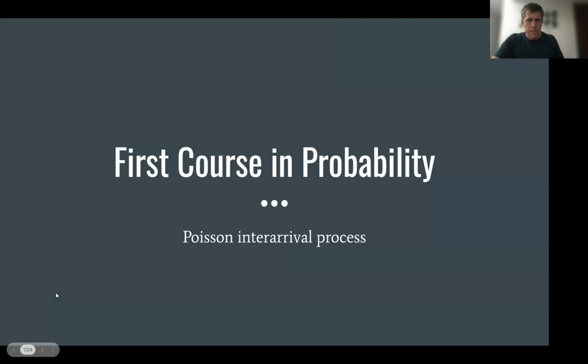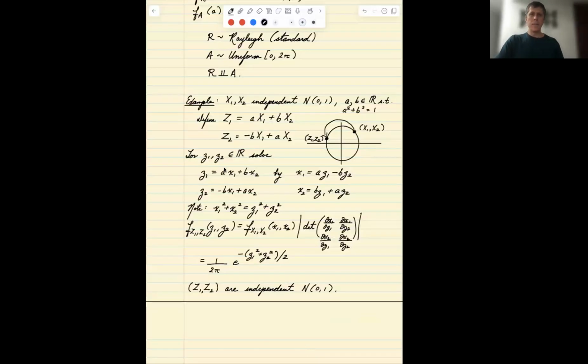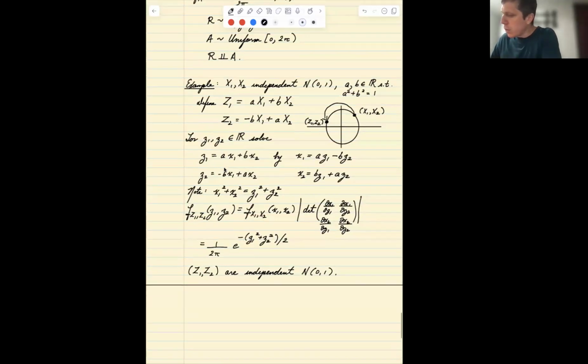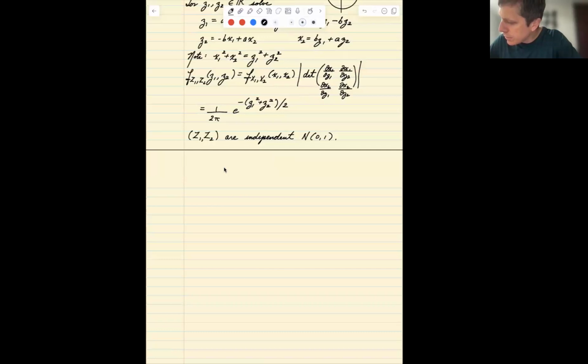All right, our next topic here is the Poisson interarrival process. So we talked about the Poisson interarrival process. We're thinking about this as a process, a one-dimensional Poisson process.